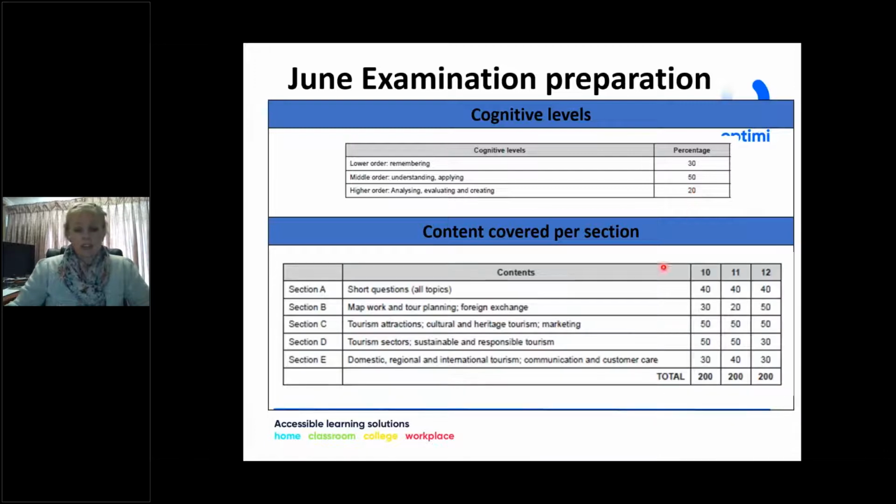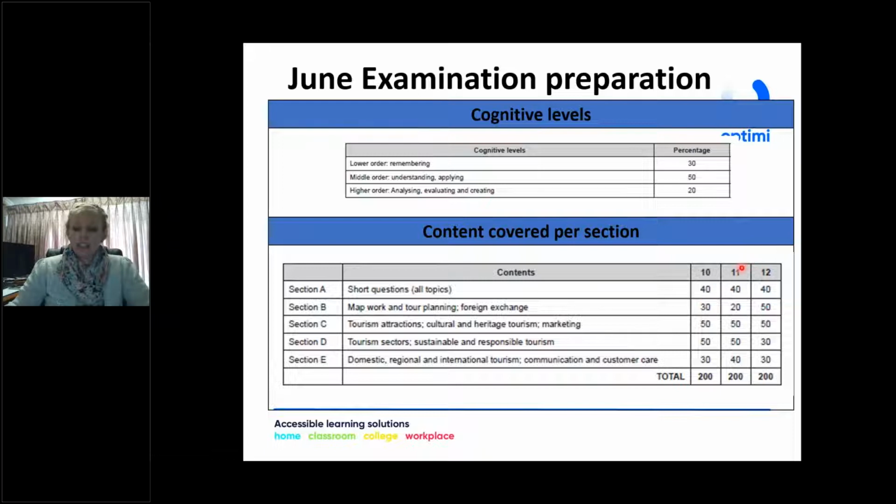If we look at the content covered per section, your papers are usually divided into sections. Section A usually deals with your short questions. Section B usually deals with map work and tour planning and then foreign exchange. Section C usually deals with tourism attractions, cultural and heritage tourism and marketing. Section D usually consists of your tourism sectors, sustainable and responsible tourism, and then section E usually consists of domestic, regional and international tourism, and then communication and customer care.